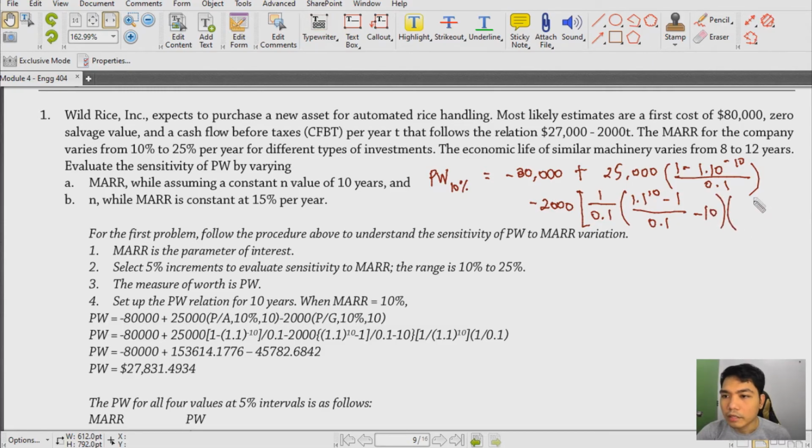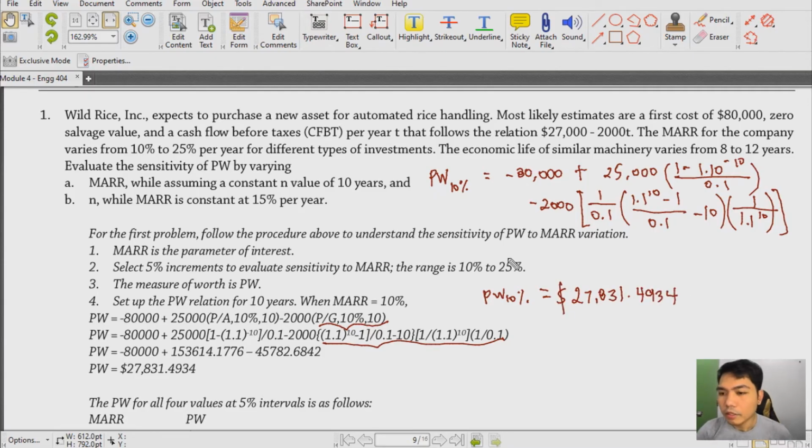And then we multiply this by 1 over 1.1 raised to 10. So this is the factor for the gradient. So ito yon. Ito lang yung sabihin nun. And then we can now solve for our PW at 10%. So the PW at 10% will give you $27,831.4934.